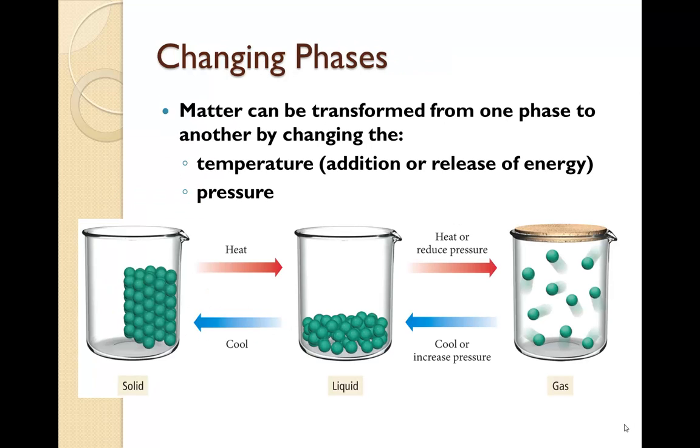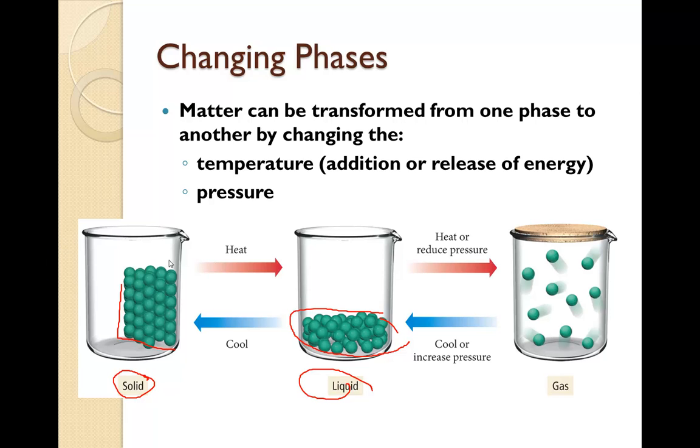Now these phases can change from one to another by changing the temperature or the pressure. Let's take a look at the differences between solids and liquids first. Notice that the solid keeps its own shape. It's not taking the shape of the container, whereas liquid does. It drifts to the bottom, and then gases fill the entire container.